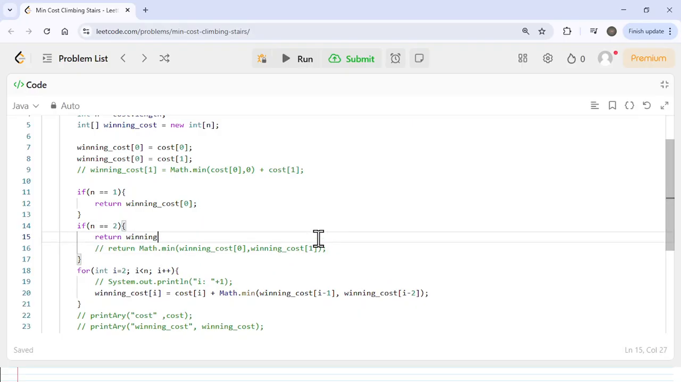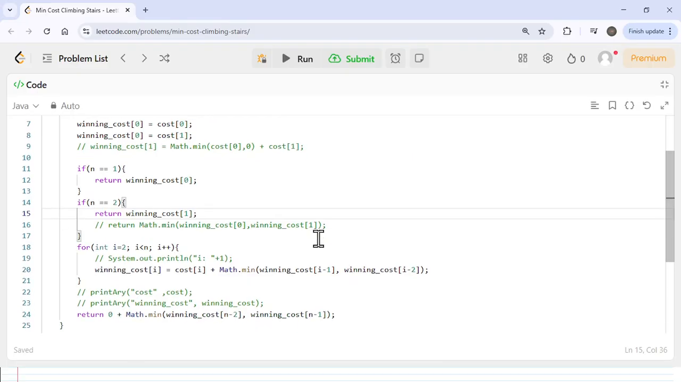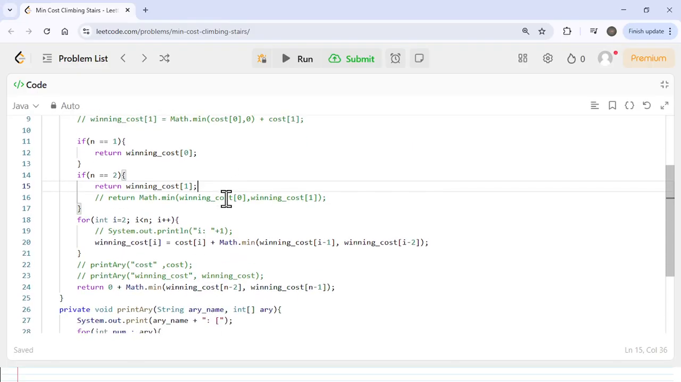Return winning cost sub 1. If it doesn't work, I'm gonna think together with you guys why it doesn't work. So I'm saying these two are base cases, right?